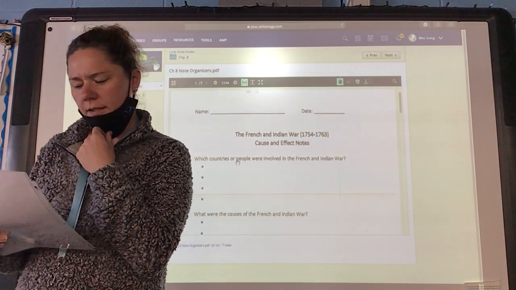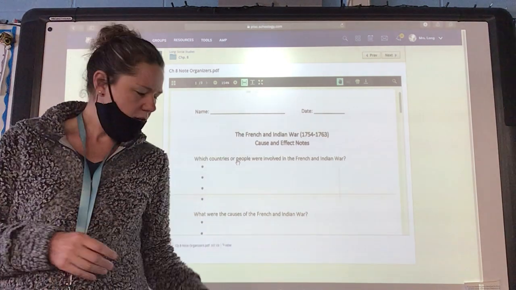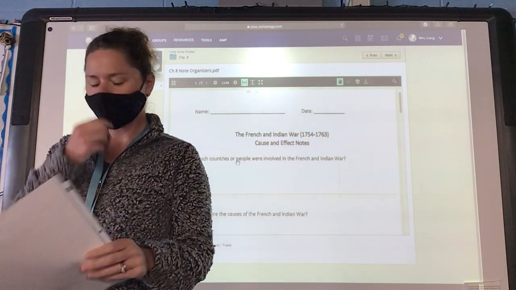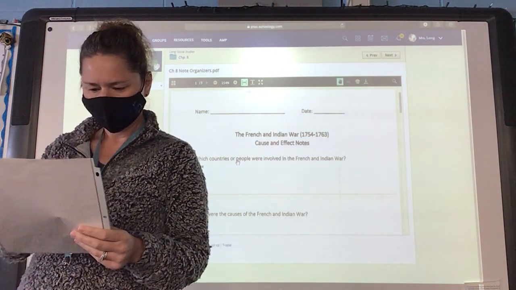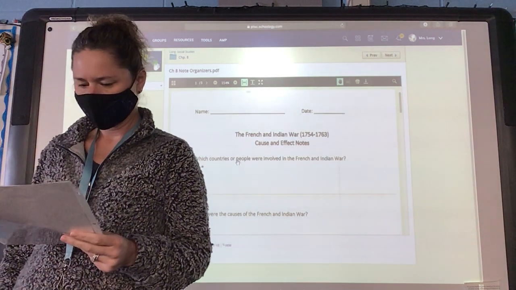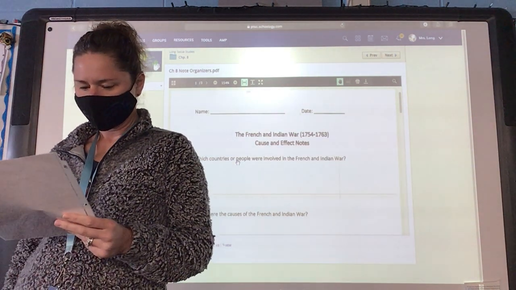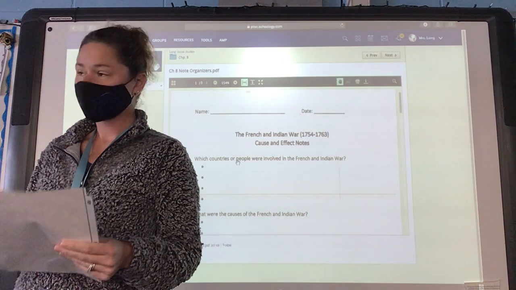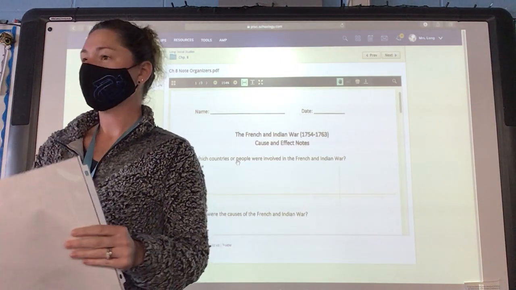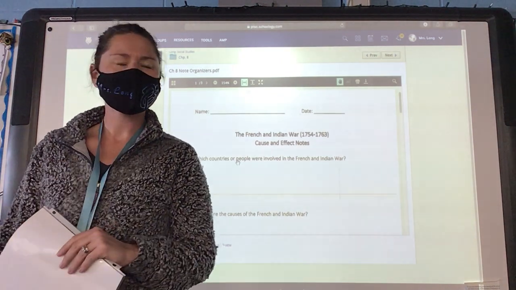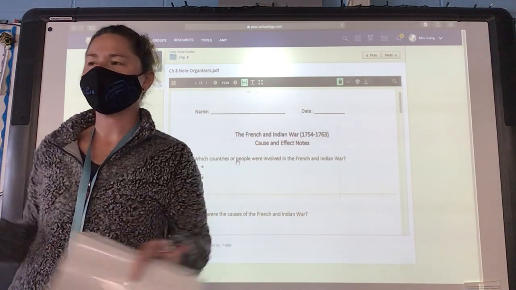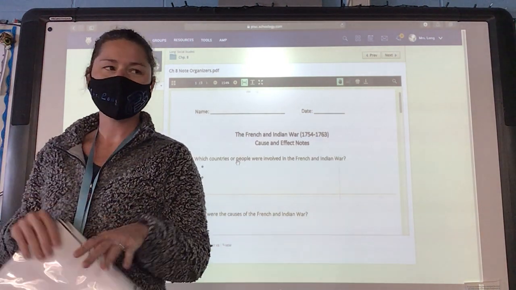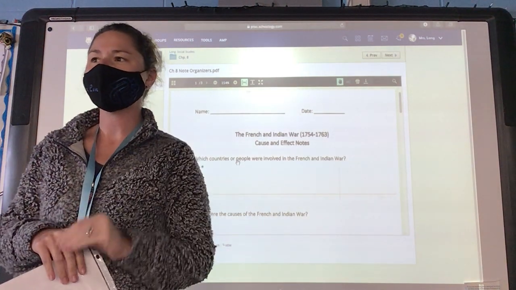What were the causes of the French and Indian War? What were they fighting over? What was the issue, Riker? Land, and they wanted more wealth. Valuables. Good. Okay, what land specifically? There was a specific area of land that Britain and France started fighting over. They both wanted to control that area.